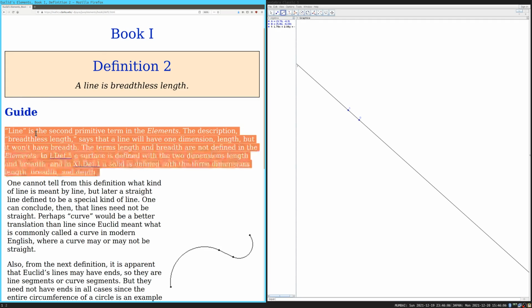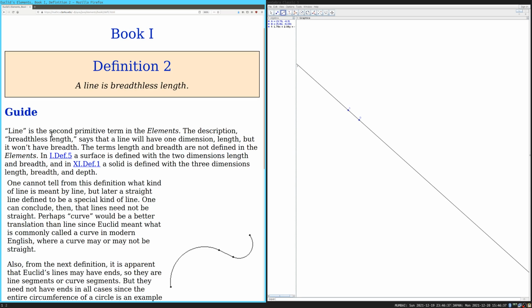So point is one of our primitives. Line is one of our primitives. So it's breadthless length. So it's one dimensional. It has length. It won't have breadth. Whatever that means. It doesn't define it. They're not defined in the Elements what it means. So the Elements rewrites mathematics and geometry ultimately in terms of these primitive notions: point, line, breadth, and length, whatever that means.